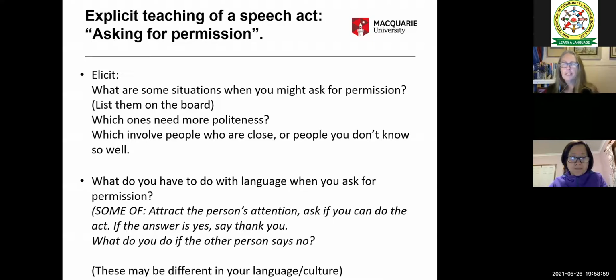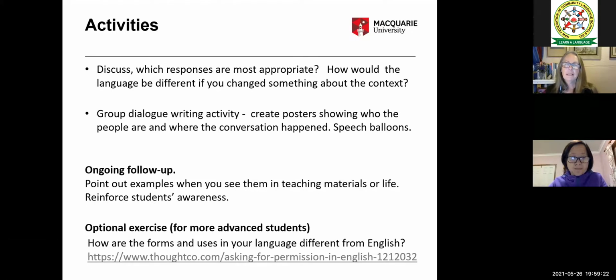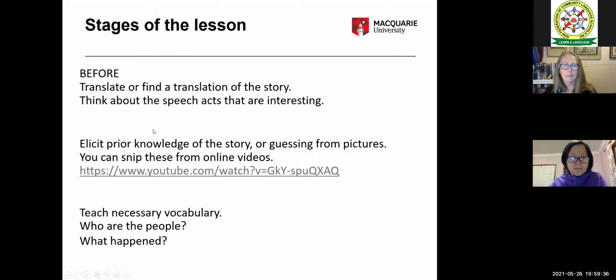So you don't just ask for permission, like, can I, in the example I showed you, can I pat your dog? Usually there's something that goes before and something that goes after. So you might have to attract the person's attention, ask if you can do it. And then if the answer is yes, say thank you. And then if the answer is no, you need to know what to say in that situation. So activities could be discussing which responses are the most appropriate. And also, if you change something about the context, how would the language be different? So if we go back to our picture here, oops, we're going the wrong direction here.